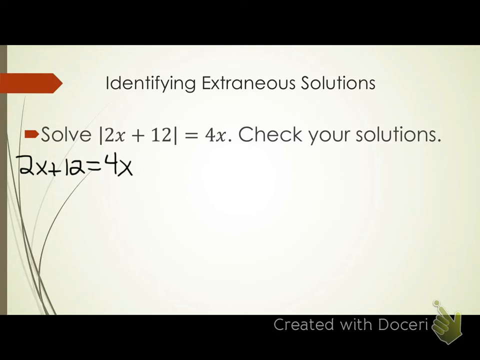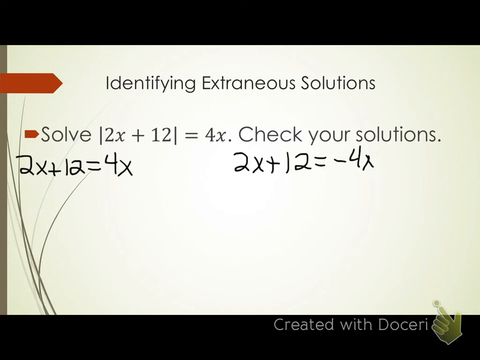What would my second equation look like? 2x plus 12 equals negative 4x. Just like the first one, my C value is just negative now. Everyone still with me?